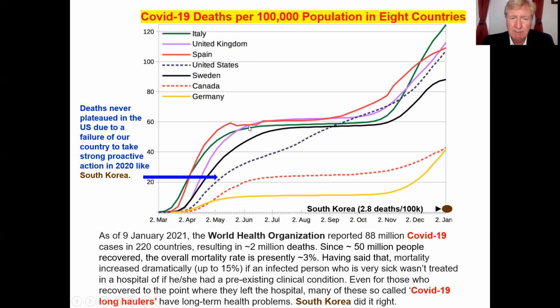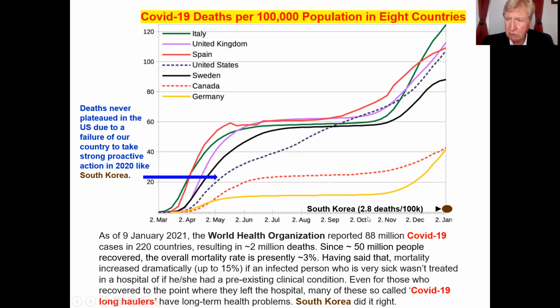Then Italy and Spain and other countries, Sweden and Germany, what they did is to close the country down, and then the death rate did not increase. Then when they opened up the country, all of a sudden the deaths started increasing. Now, the United States never plateaued out like Spain or Italy or Germany, and the reason why we never shut the country down is due to the policies of President Trump.